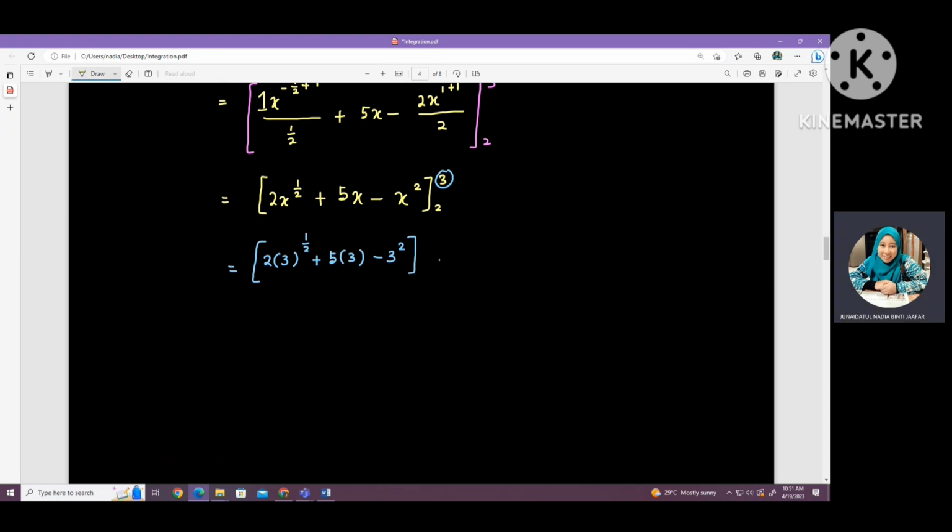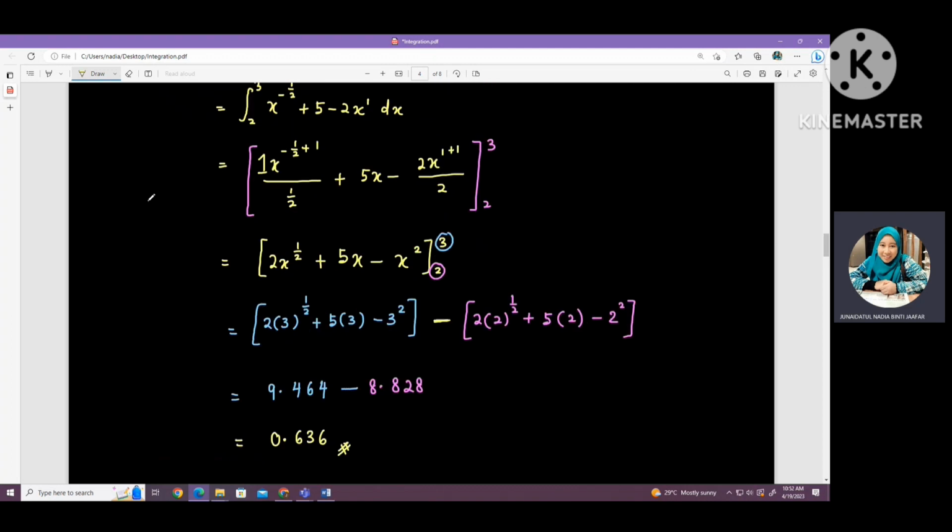And then you must minus, the operation here is minus, with the lower limit. So substitute x with the lower limit, which is 2. So 2 times 2 to the power of half plus 5 times 2 minus 2 squared. So this is for the lower limit. Now we calculate the value for the upper limit. We will get 9.464 minus the value for the lower limit, which is 8.828, and the answer will give you 0.636.